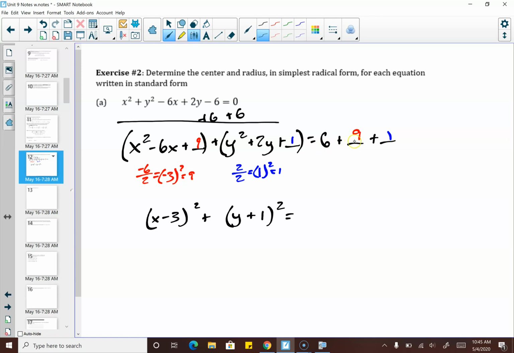And then 6 plus 9 plus 1 gives us 16. So now that's going to give us a center of 3, negative 1, and a radius of the square root of 16, which is 4. So that one didn't have to stay in simplest radical form because it was a perfect square.